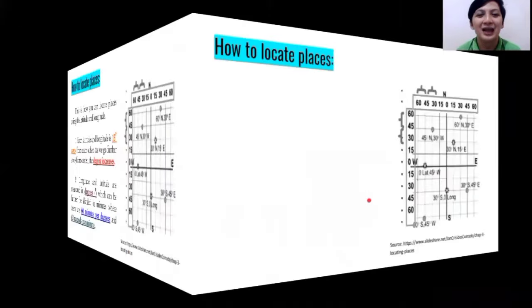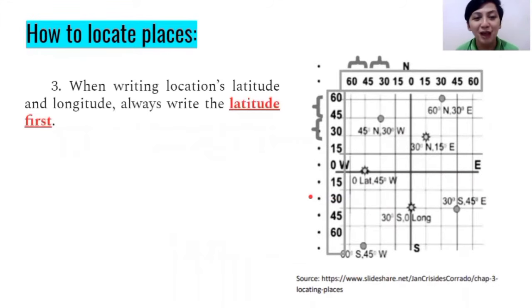Okay, very good. And then number 3, when writing locations latitude and longitude, always remember write latitude first. Remember la and lo. A is first, then O. So latitude first and then longitude. Write first the latitude, then longitude.